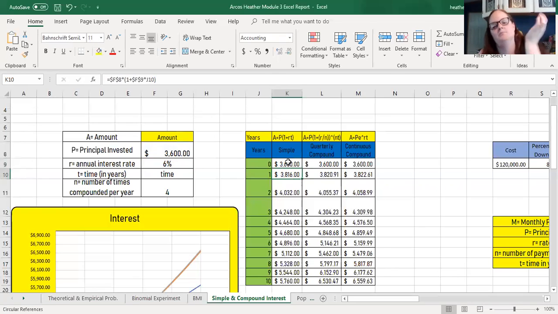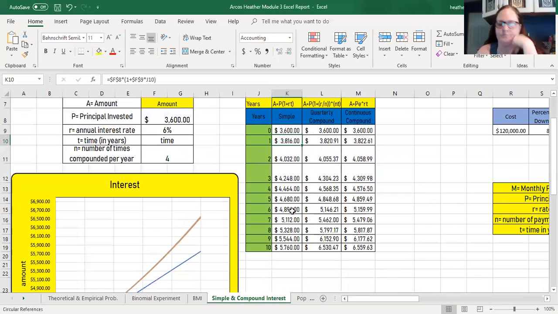So if you pay it back right away, you don't have to pay any interest. If you wait a year, you're going to add more interest on there. It goes up a little over $200, and then so on.